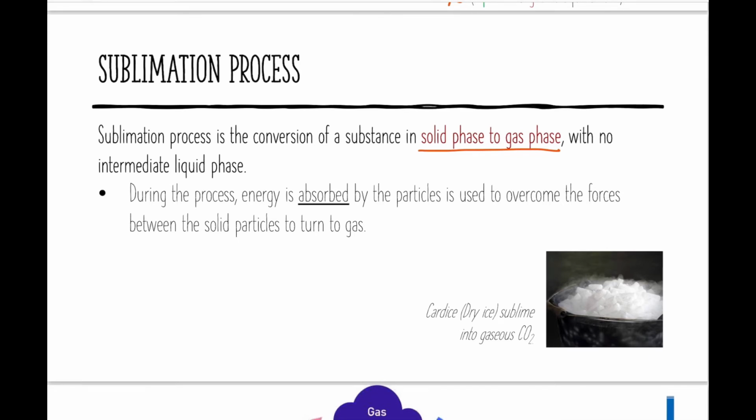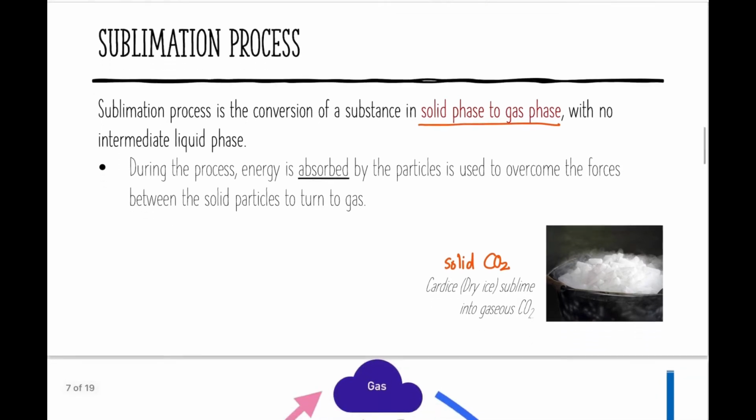For example, dry ice or solid CO2 sublime into gaseous carbon dioxide without turning to liquid first. Let us proceed.